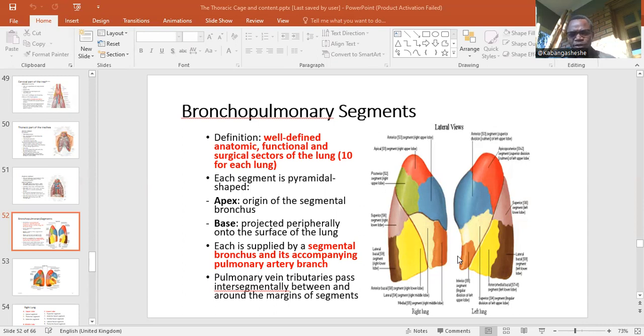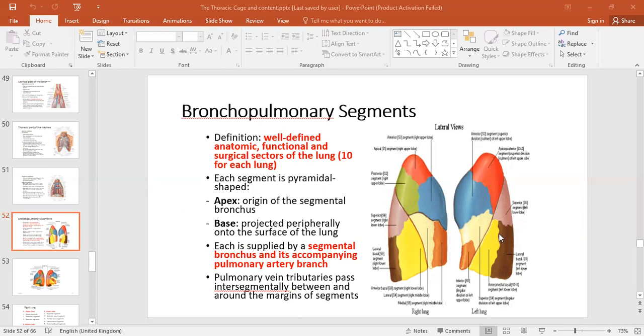Now, how can we differentiate the left from the right? First of all, we see that both lungs have what we call the oblique fissure. This is the oblique fissure here, and this is the oblique fissure. So whether it is the left or right lung, they both have an oblique fissure as demonstrated here. The oblique fissure separates the superior lobe from the inferior lobe.